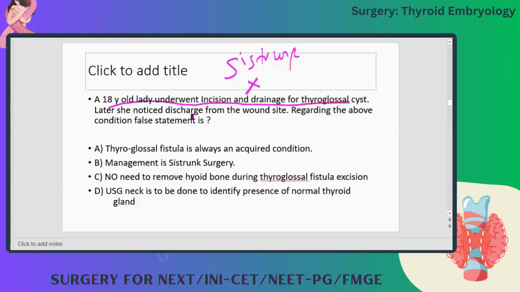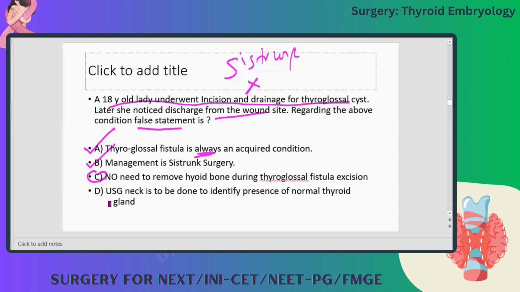Okay. Later, she noticed discharge from the wound site. Obviously, because you did a half job. Regarding the condition, the false statement is... Read the options and tell me the answer. I am asking the false statement. Sir, answer C: no need to remove hyoid bone during the thyroglossal fistula excision. Very good. Thyroglossal fistula is always an acquired condition. Yes, correct.